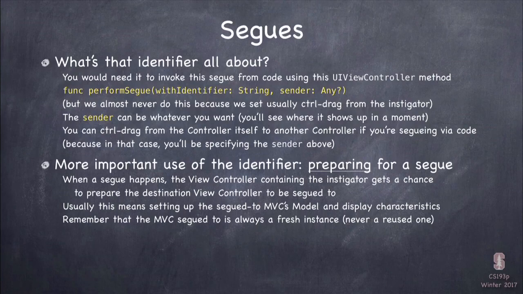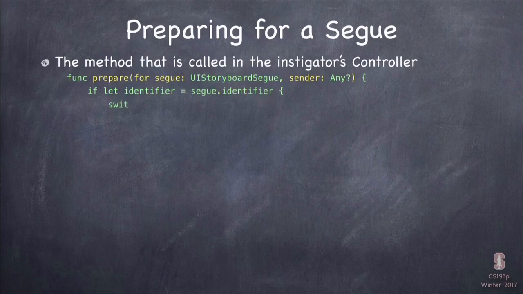But the more important use of the identifier is not causing segues to happen, because the segues kind of happen automatically when the buttons are pressed. It's to prepare for a segue. This is the most important method in all of multiple MVC programming, this prepare for segue method, which I'm going to show you in a moment here. Okay? And remember, we're always segueing to a new MVC, freshly created, so it's always raw, so we have to prepare it to do what it's going to do. All right, so here's the method.